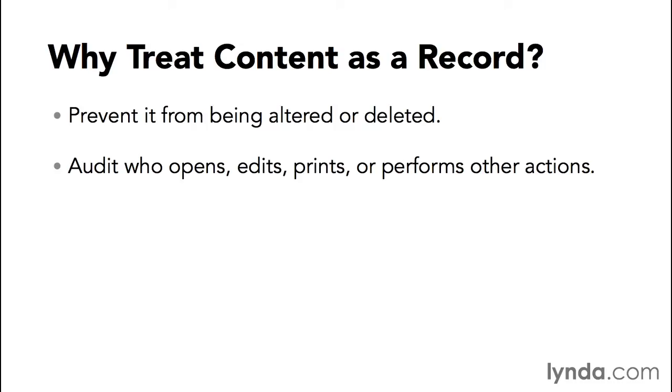You can also streamline the retrieval of content. For example, you might need to respond to a legal request or get a Freedom of Information inquiry in which you need to produce a specific type of content. When you treat content as a record, you can keep better tabs on it.